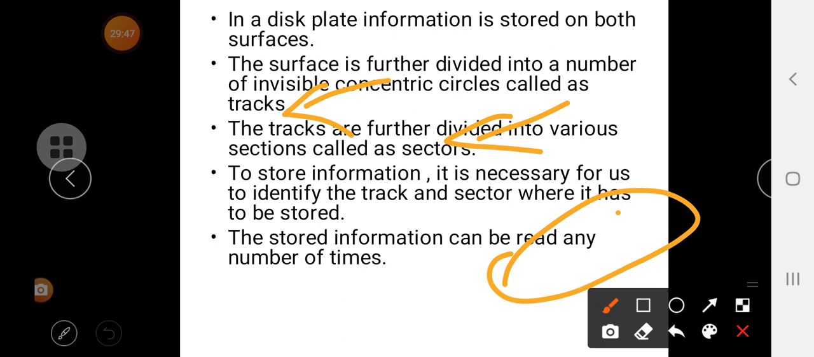Okay. The information has to be stored, so you have to identify the tracks and sectors. The stored information can be read a number of times. It can be stored many times. It can be read, and storage can also be done, many times. So this is about magnetic tape.